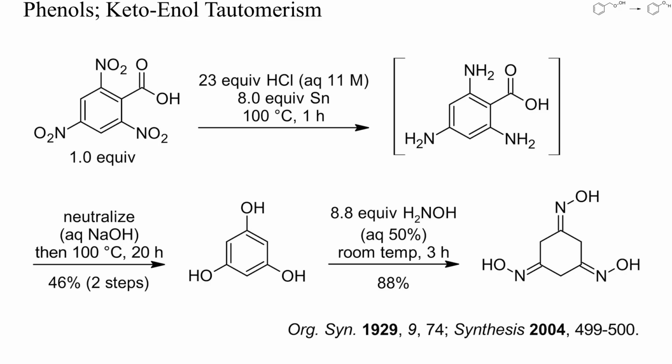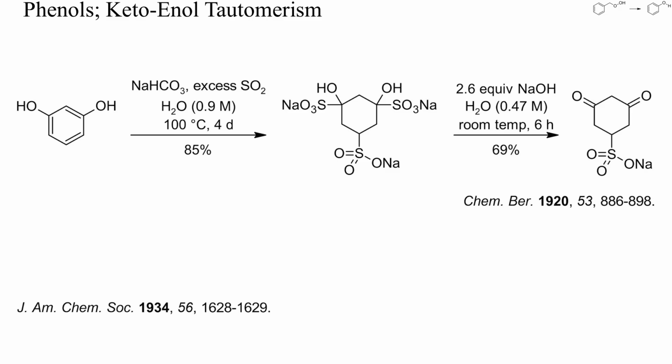Phloroglucinol can be prepared by alkaline hydrolysis of a triaminobenzene, as shown here. This facile hydrolysis suggests that 1,3,5-triaminobenzenes also behave more like an enamine or imine than like a fully aromatic aniline. Under forcing conditions, 1,3-dihydroxybenzene, also called resorcinol, can also react as a 1,3-diketone.